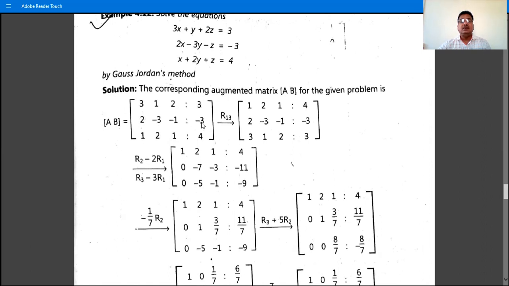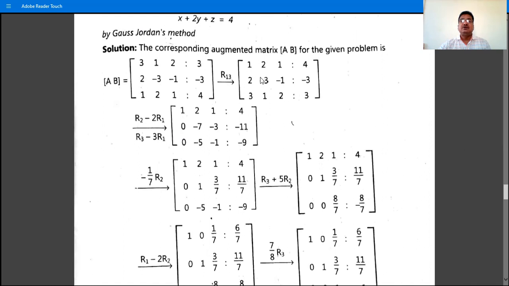So we replace this 3 by 1. So interchange the first row and third row. So we have 1 at this place. Then reduce this 2 and 3 to 0. In order to reduce 2 and 3 to 0, the operations are R2 minus 2R1, that is multiply by minus 2 and add in this. And then multiply by minus 3 to this one and add. So R3 minus 3R1. So these are the operations.